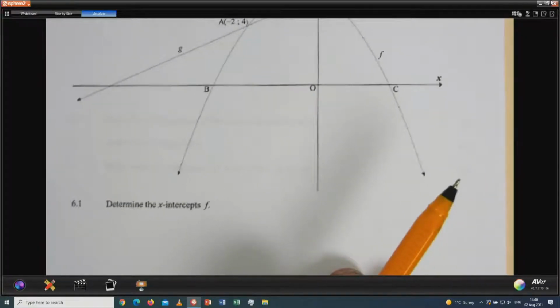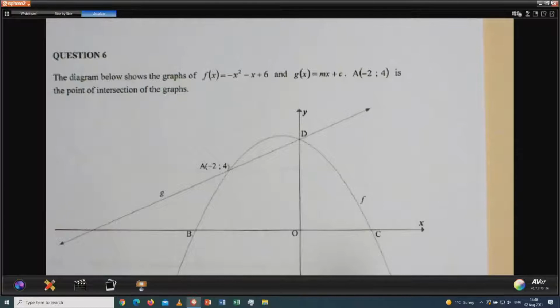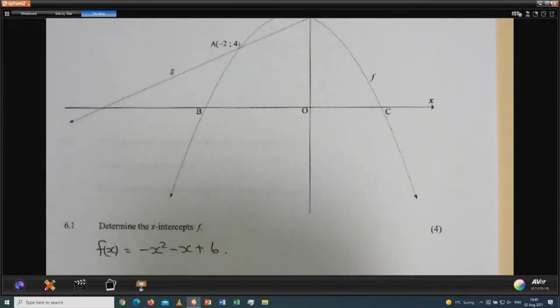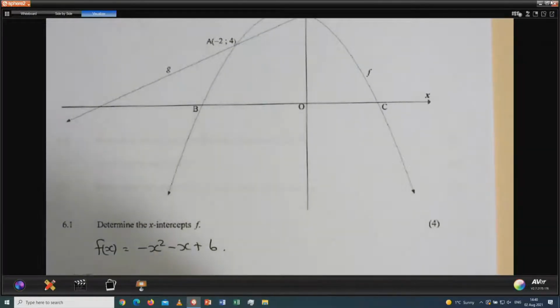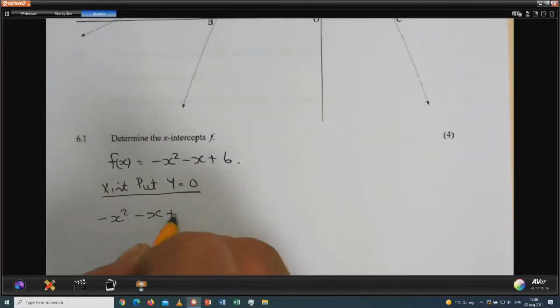Right, the first question is, I need to determine the x-intercepts of f. Now, to determine the x-intercepts of f, I'm going to put y equal to 0. Now remember, the graph of f is given by the formula f(x) = -x² - x + 6. That is the graph of f. So to find your x-intercept, we need to put y equal to 0.